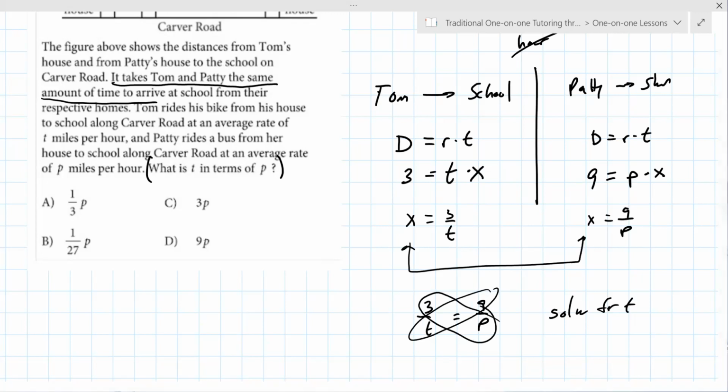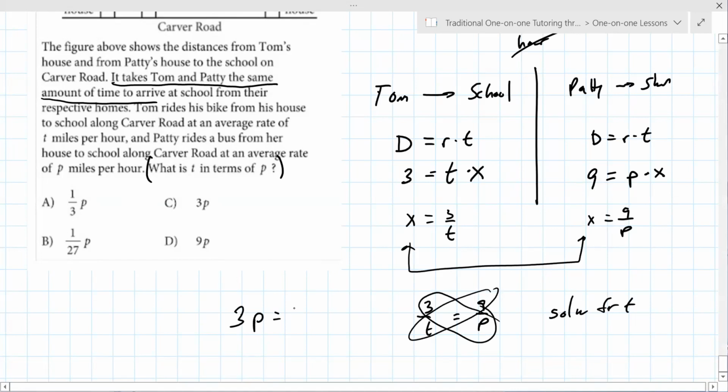So it'd be 9t over 3p. Yes, but just keep going. You got to solve for T. Do I multiply by or divide by T? I'm not sure how I'd get that out. Okay, so 3P equals 9T.